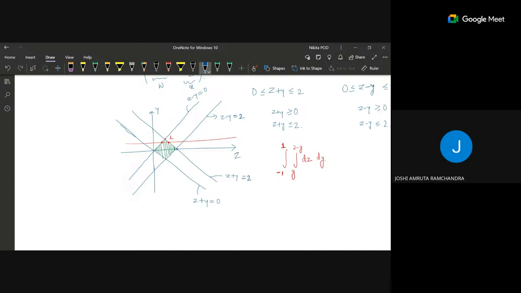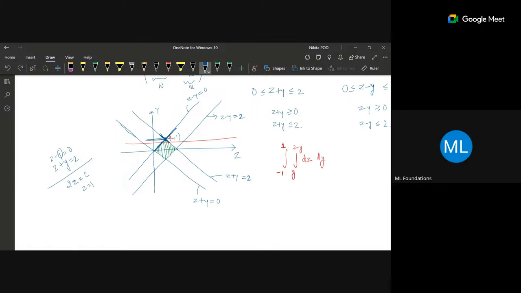How is y varying? You need to find this point of intersection, right? And what is this line? This line is z minus y equals 0. So you need to find the point of intersection for this line and this line. That will give you this point. This line is z minus y equals 0, and this line is z plus y equal to 2. So 2z equals 2, so z equals 1. If z equals 1, y should also be 1. So this point is (1, 1). So the upper limit for y is 1.